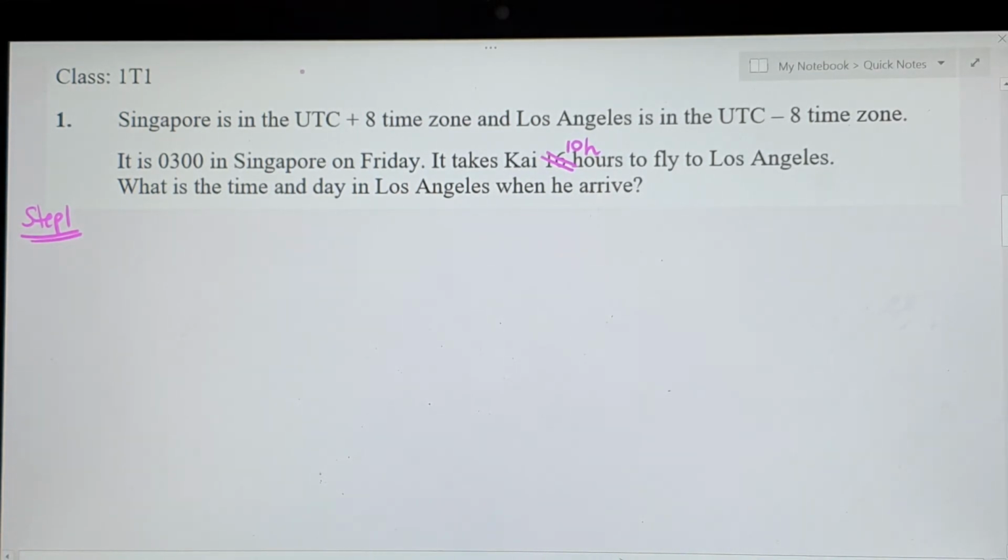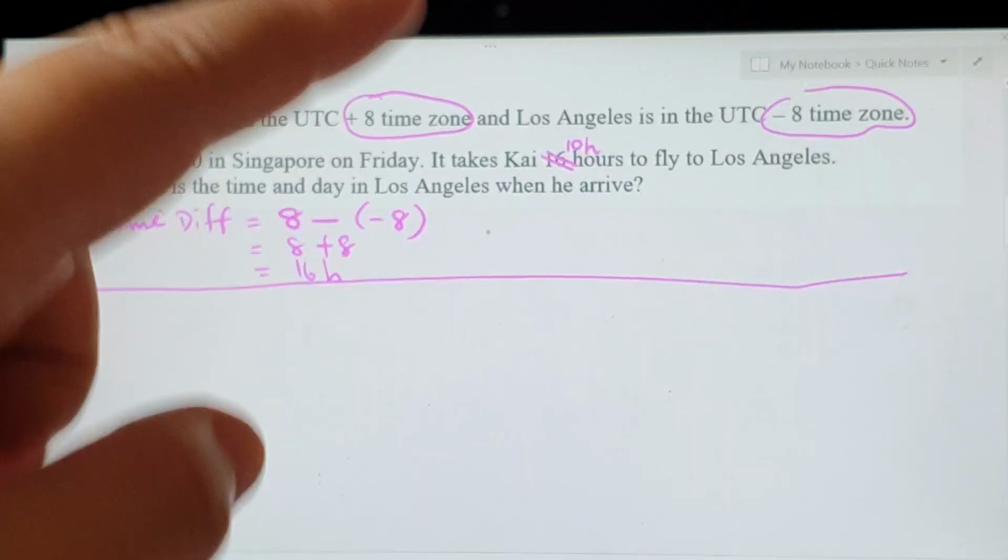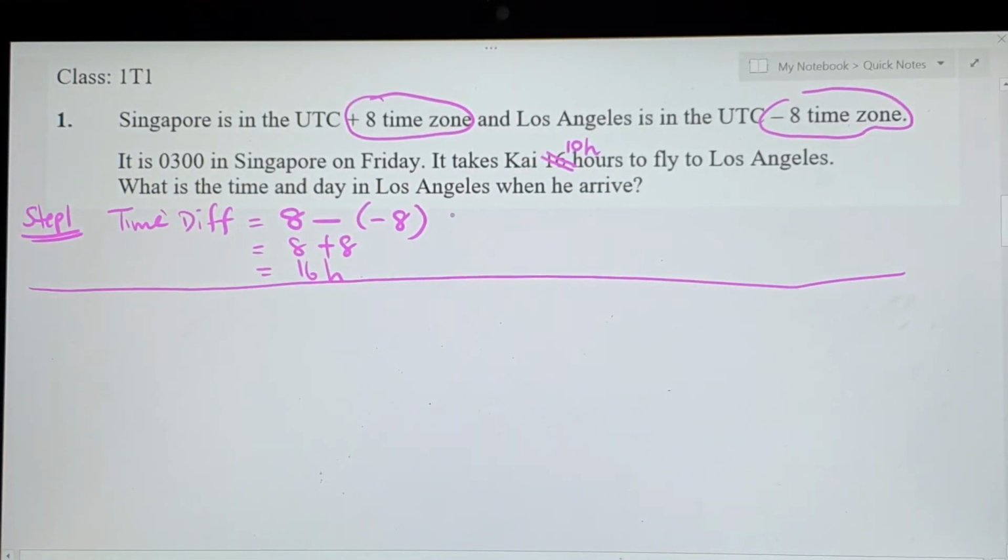Okay, so I write there, step 1, time difference. And it's always the big minus the small. Okay, this minus 8 and plus 8, they are all in hours. So 8 minus, there's a minus 8 there. That will be 8 plus 8, which is 16 hours. Okay, so that's the time difference, same as the earlier example. Okay, now what is the next step?